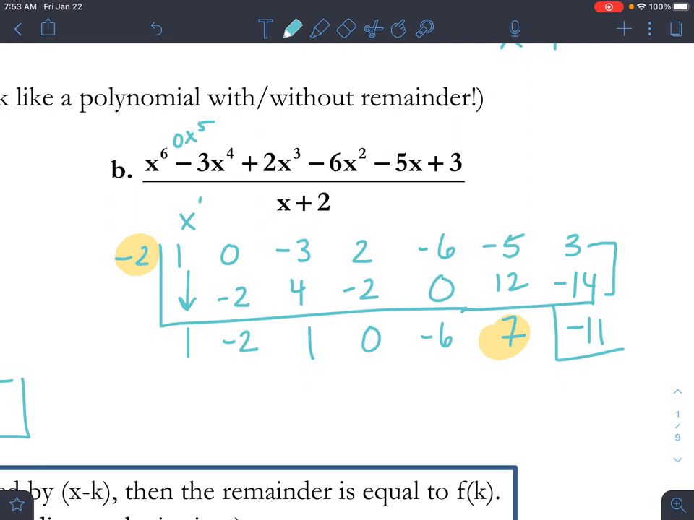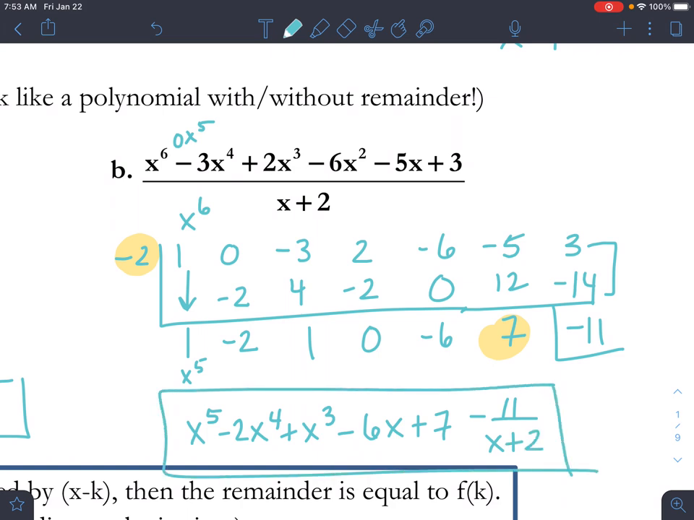This was an x to the 6th, so now this is an x to the 5th. So let's write this out, guys. 1x to the 5th minus 2x to the 4th plus 1x cubed plus 0x squared minus 6x plus 7 minus 11 over x plus 2. Whew, that would have been really a lot of lines of long division, so it's awesome to use that shortcut.